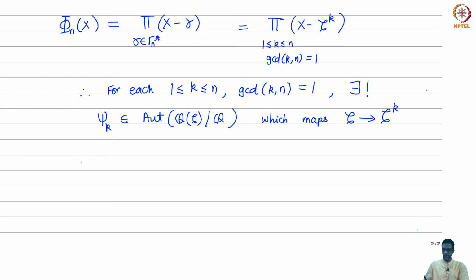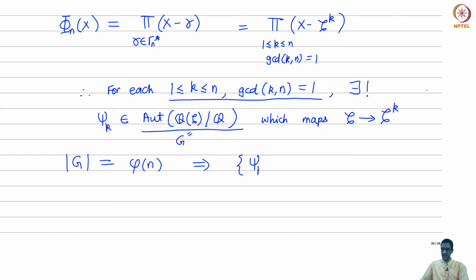Okay, now the point is, how many psi k's have we constructed? Well, we have constructed exactly phi of n, the Euler totient function of n, number of psi k's. Because we know that this automorphism group, that's the Galois group, this is really G, has the correct cardinality, this collection of psi k's that we have constructed must be the entire group G. This must be the Galois group.